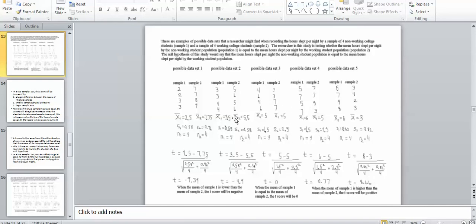Now, outcomes near the center that have a t-score near 0 are pretty consistent with the null hypothesis. For example, if sample 1 was 5.2 and sample 2 was 5.1, 5.2 and 5.1 is a pretty small difference between sample means. So that doesn't provide very strong evidence that these two populations up here are getting different amounts of sleep.